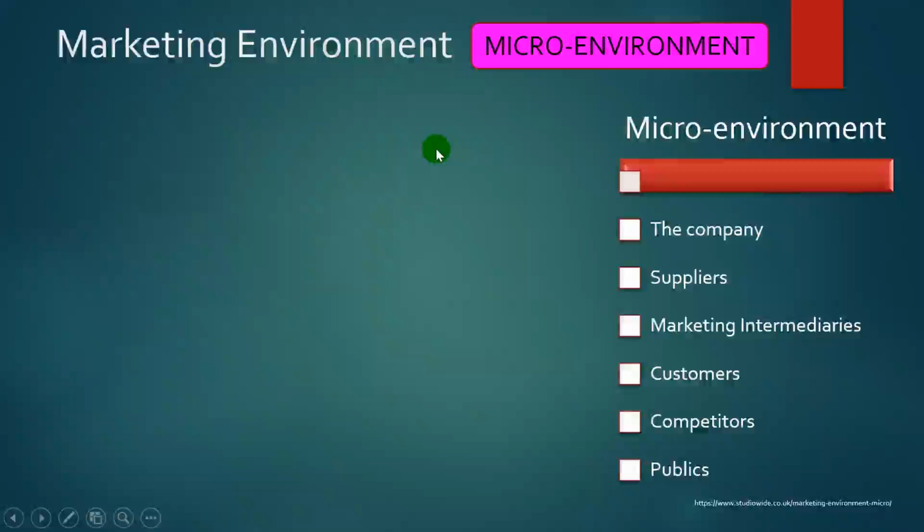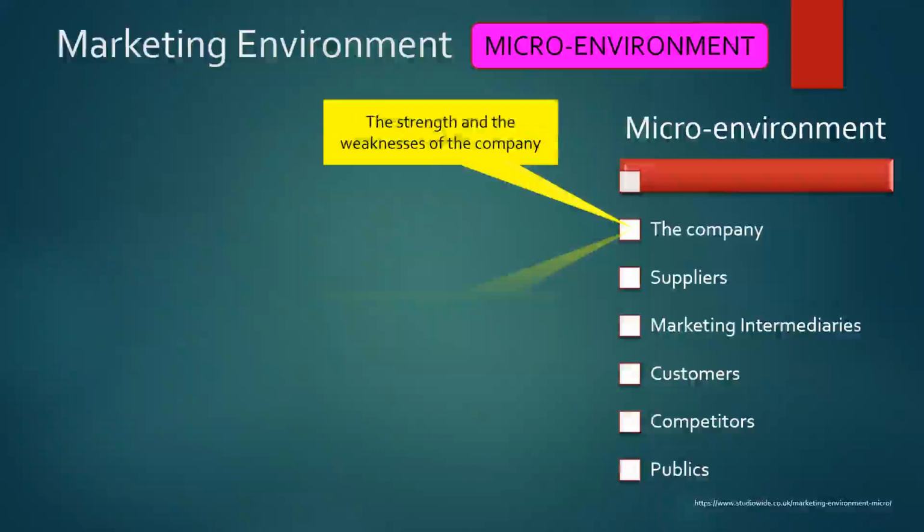Now, let's discuss the micro environment one by one. We start from the first one, the company. When we talk about a company, of course, we are talking about the strengths and the weaknesses of the company. So from the environment of the company, we will know the strengths and weaknesses, whether the company is able to struggle or survive, or is just too weak to face the changing of the world or the changing of the public.